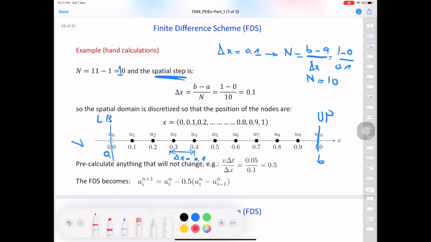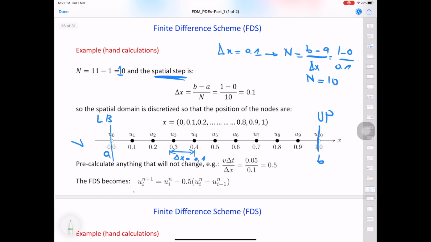Now the computational nodes are these from U1 until U9. So we have to exclude the lower and upper boundary nodes. Now since V is equal to 1, we will choose delta T equal to 0.05 seconds, and delta X equal to 0.1. We calculate the term V dt over dx, which is equal to 0.5.